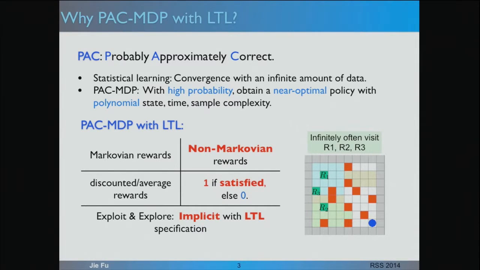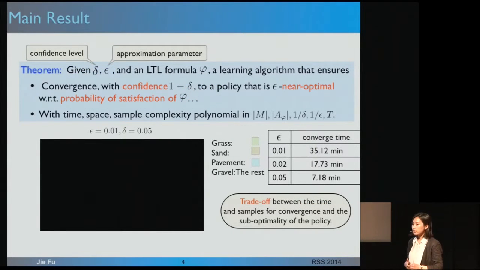So the main result of this paper is that, given some confidence level delta, some approximation parameter epsilon, and the temporal logic formula, our policy can converge with confidence 1 minus delta to the near optimal policy with respect to satisfying the temporal logic constraints. And the convergence is guaranteed with a finite number of samples at finite time, which is polynomial in the size of the MDP, the specification, which is a temporal logic formula, 1 over delta, 1 over epsilon, and T, which is the state value mixing time.